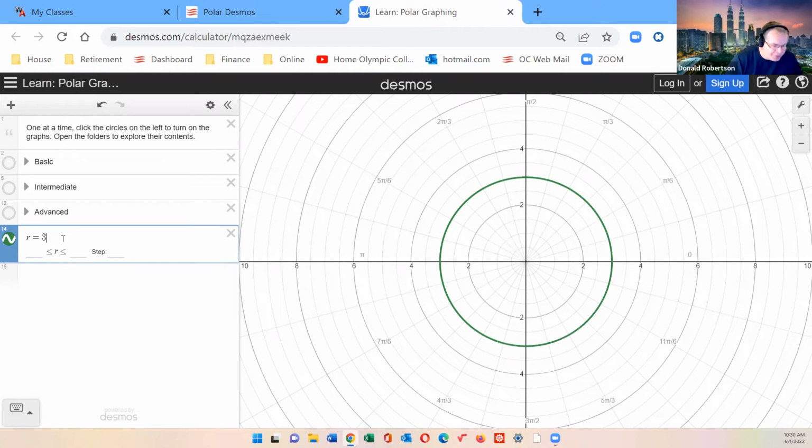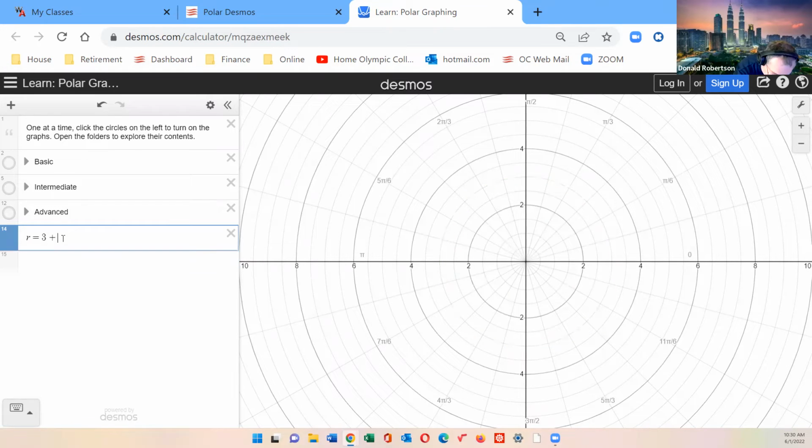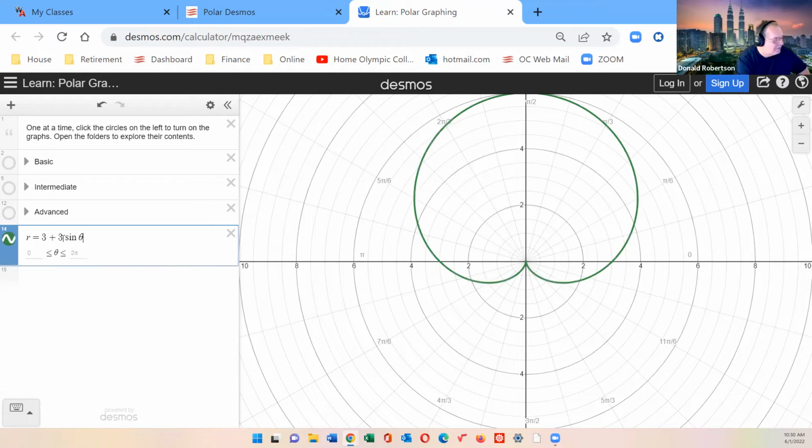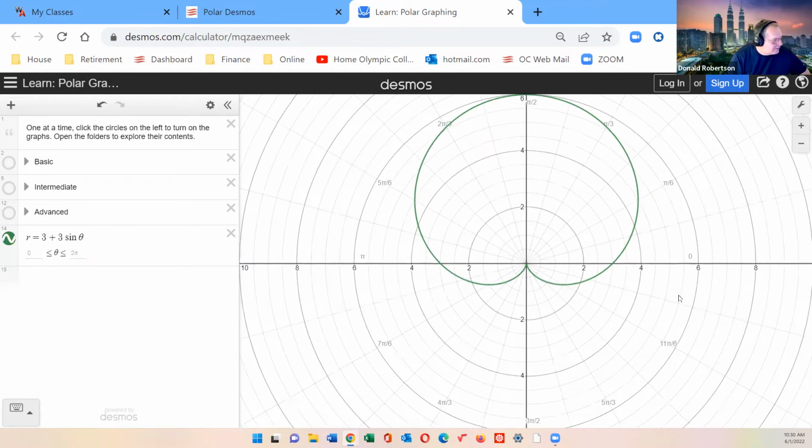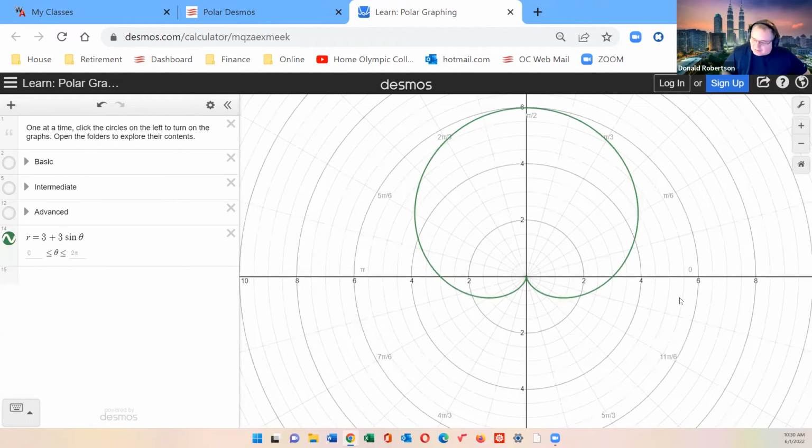How about r equals 3 plus 3 sine theta? I don't want to hit the theta because the picture will appear. What do you think that would look like? Well, watch. They even have names for some of these. I think that particular one's called the cardioid. That was question 3.